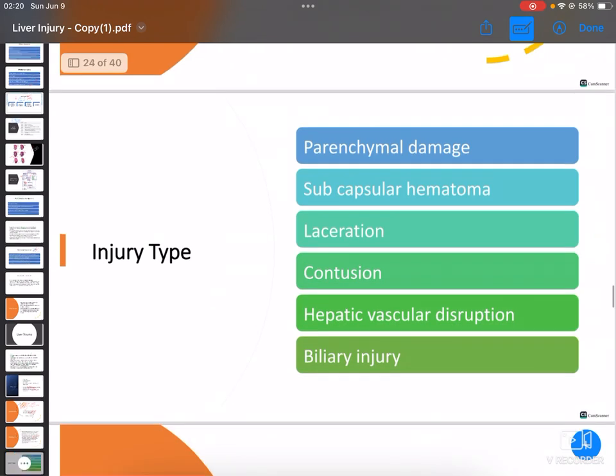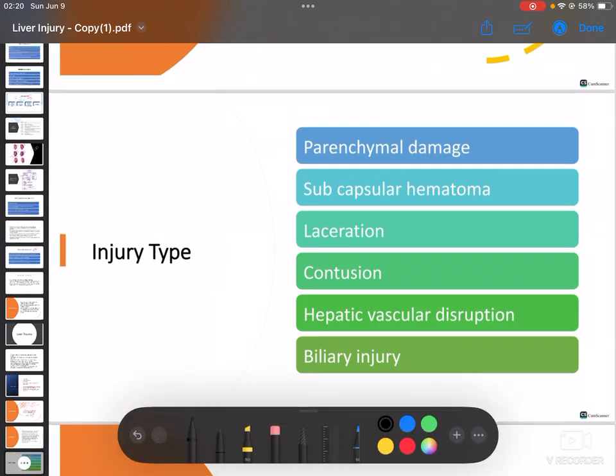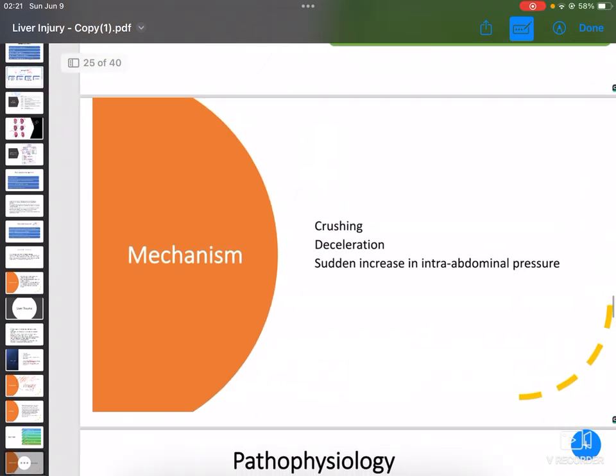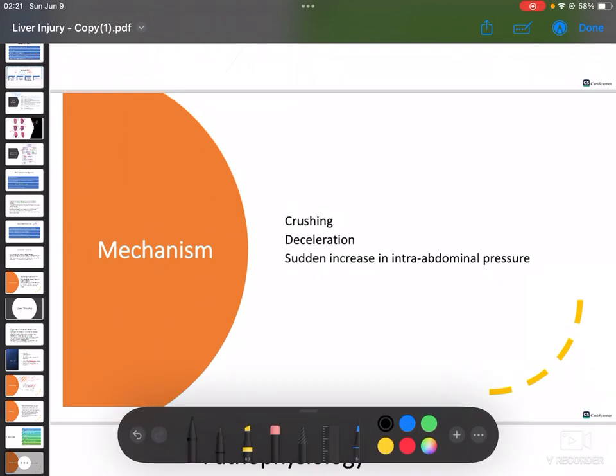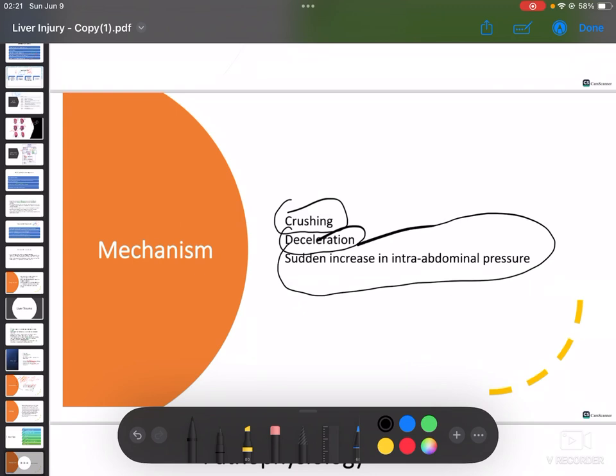Now, if we consider the injury type, there are parenchymal damage, subcapsular hematoma, laceration (tearing), contusion (a blow), hepatic vascular disruption (the vessels are torn), and biliary injury. There may be multiple biliary ducts and they could be injured. If we consider the mechanism, this is crushing injury, deceleration, and sudden increase in intraabdominal pressure.